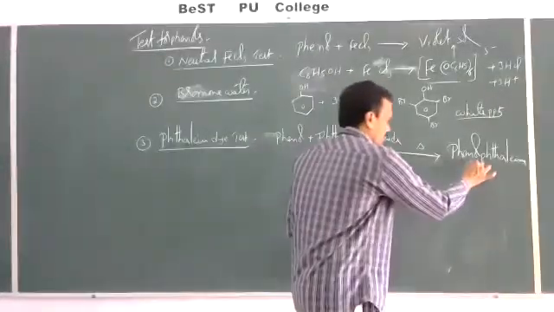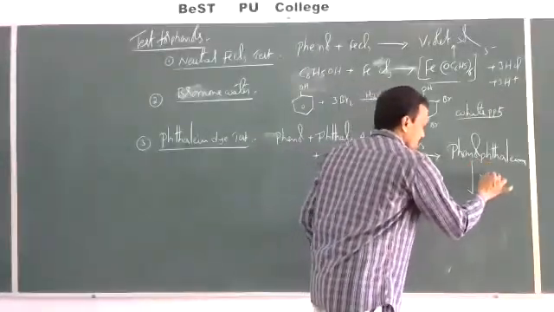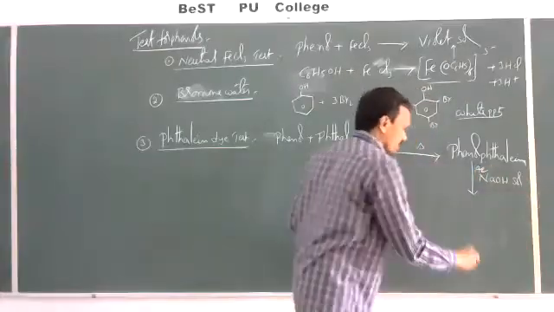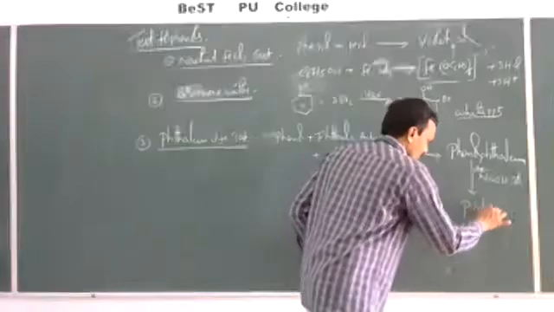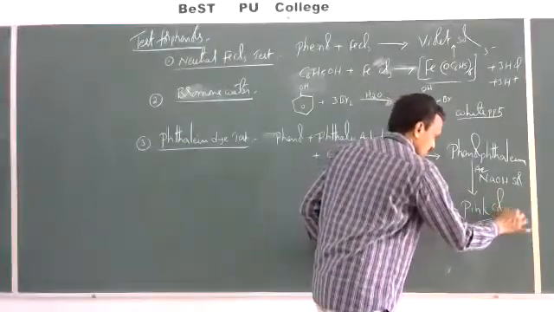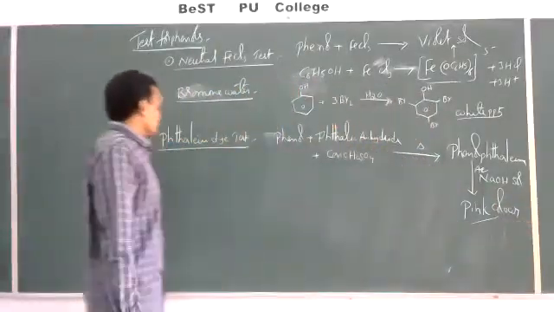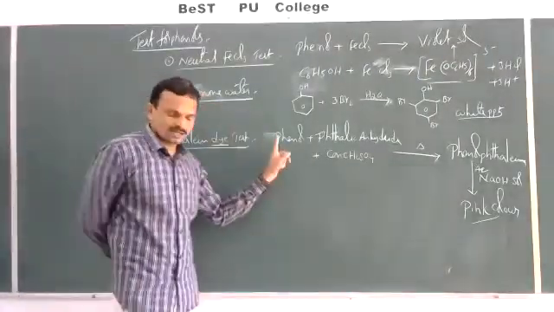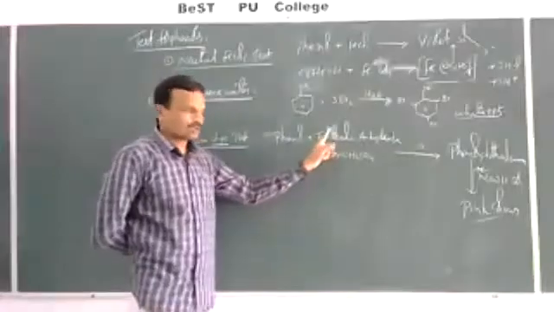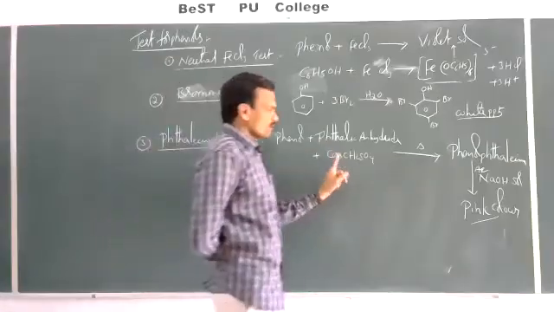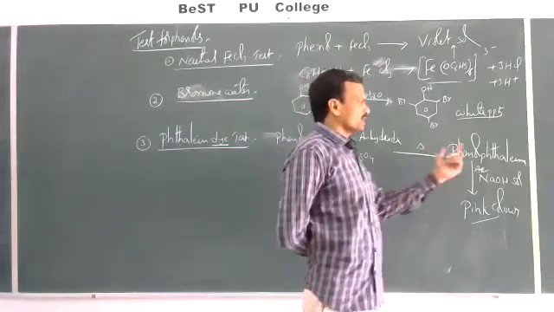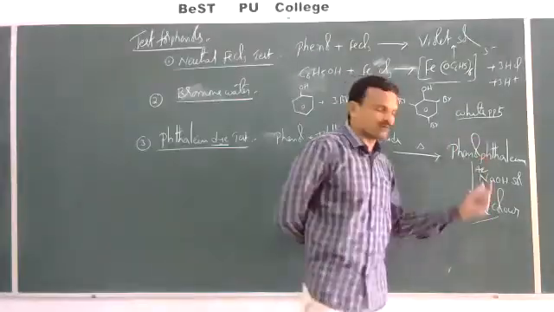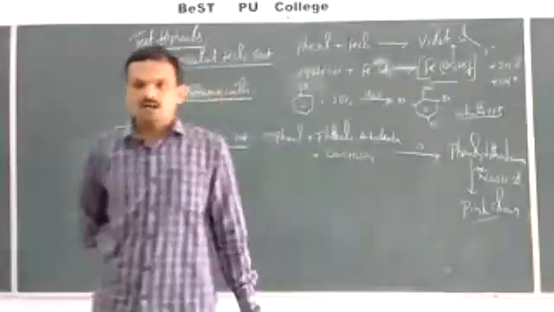Now to this solution, if you add aqueous NaOH solution, it gives a pink color. This is called the Thalein dye test. So when phenol is treated with phthalic anhydride and concentrated H2SO4, we get a compound known as phenolphthalein, which acts as an indicator, and this phenolphthalein indicator gives a pink color in aqueous alkaline medium.